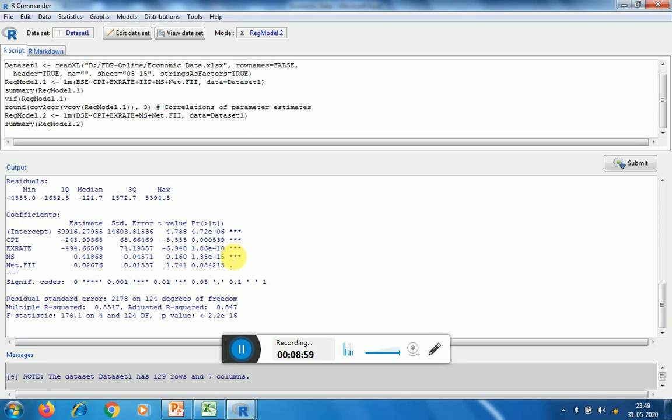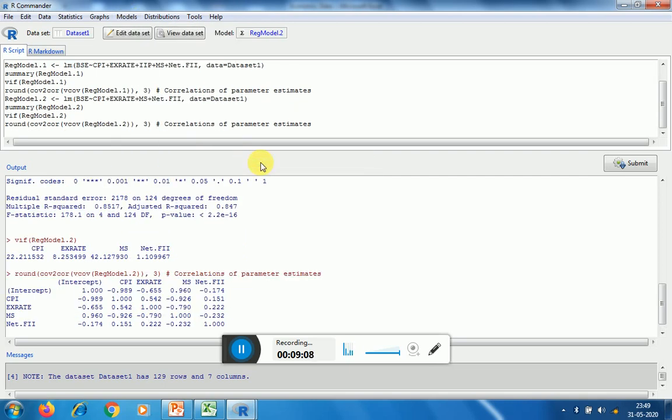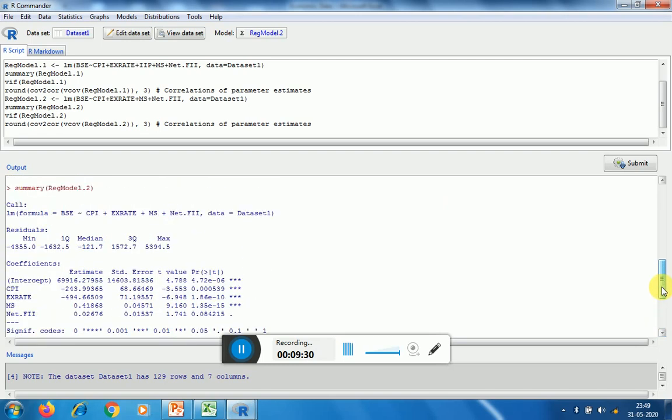Now if we perform again the diagnostic test for this by variance inflation factor, now here we see that again the same problem is existing. So money supply and CPI, for this the variance inflation factor is very high. That means still the problem of multicollinearity is existing in the model. So what we can do is to eliminate this problem.